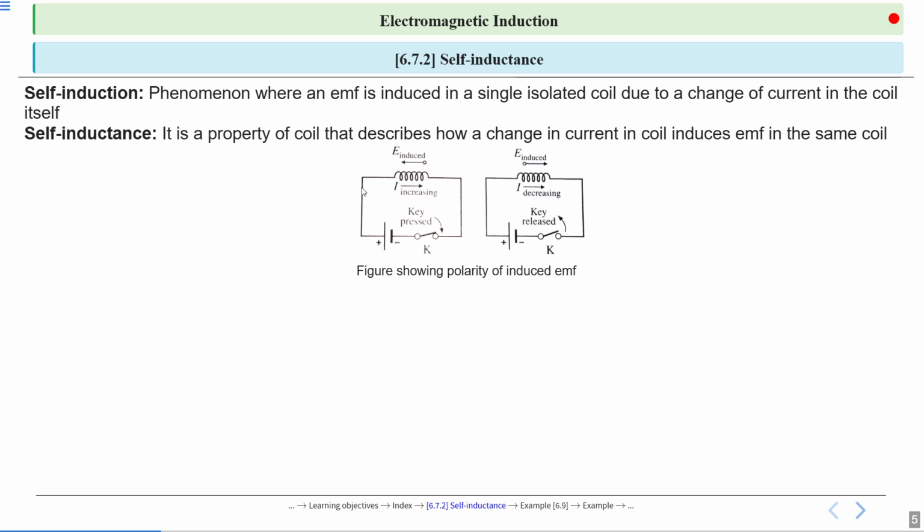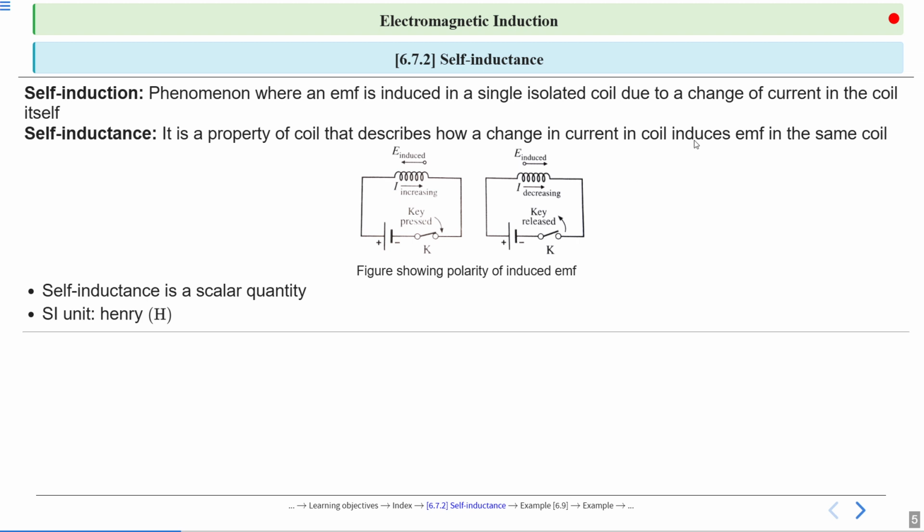Okay, understood? So the direction of EMF, or we can say polarity of EMF, is such that it will oppose the cause. So this is the property of self-inductance. Self-inductance is a scalar quantity. As mutual inductance was a scalar quantity, self-inductance is also a scalar quantity. SI unit is Henry, that is H.